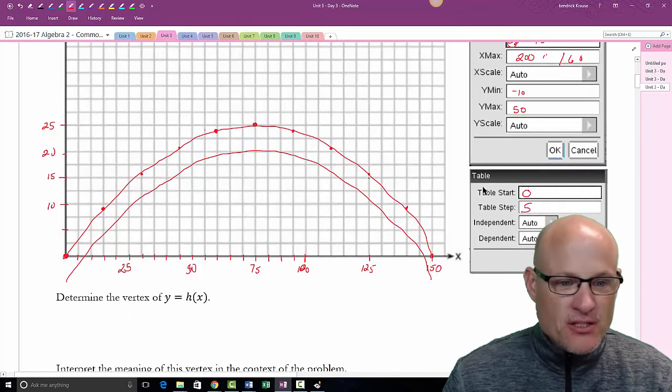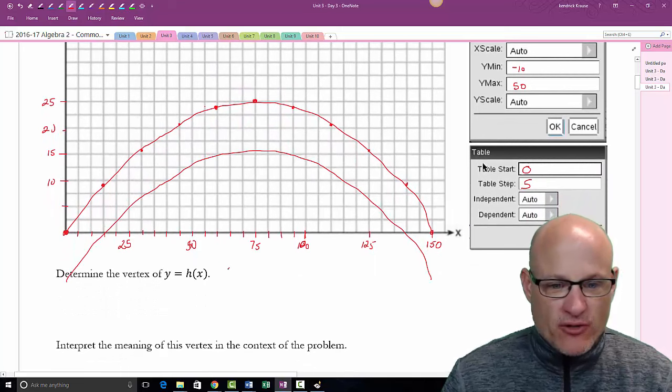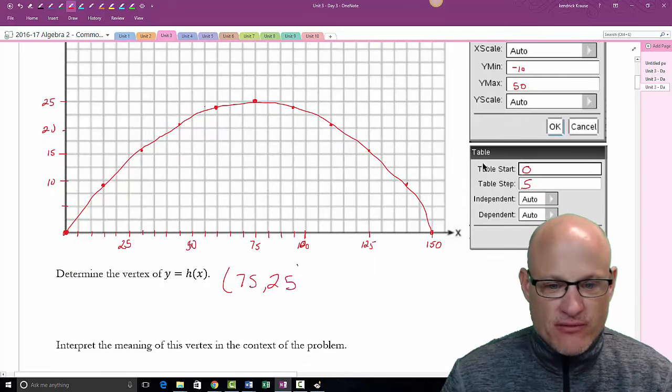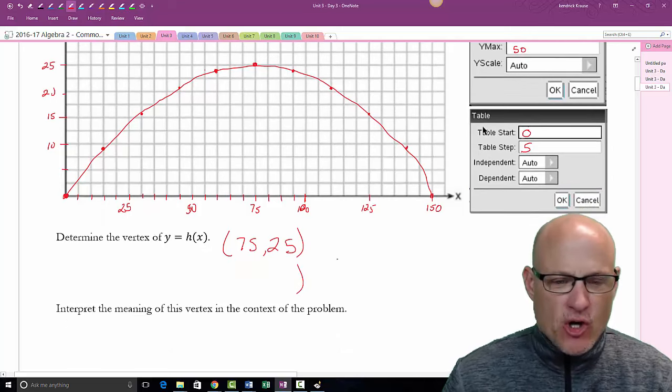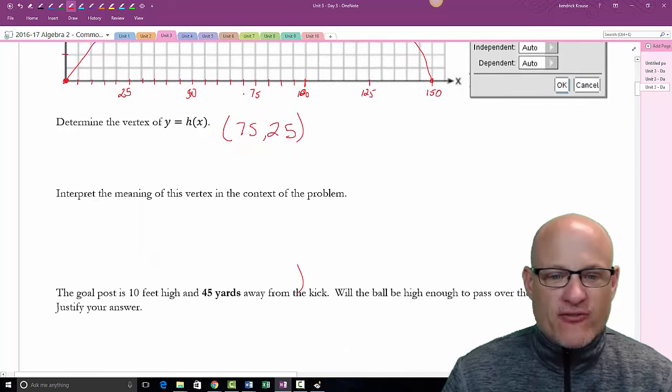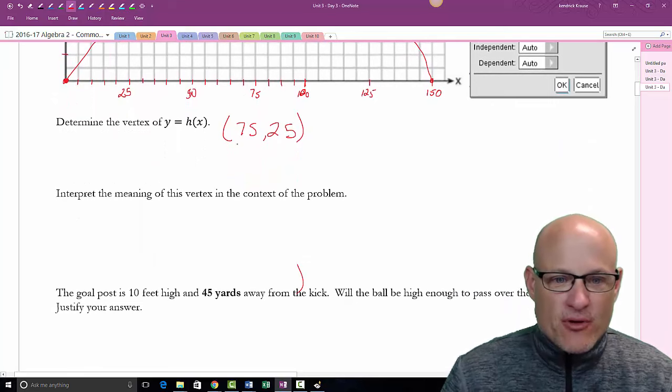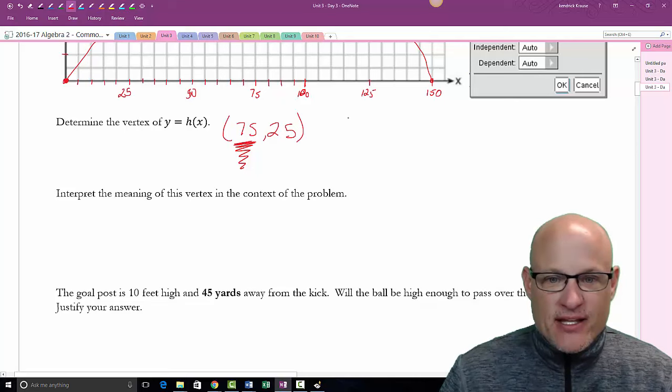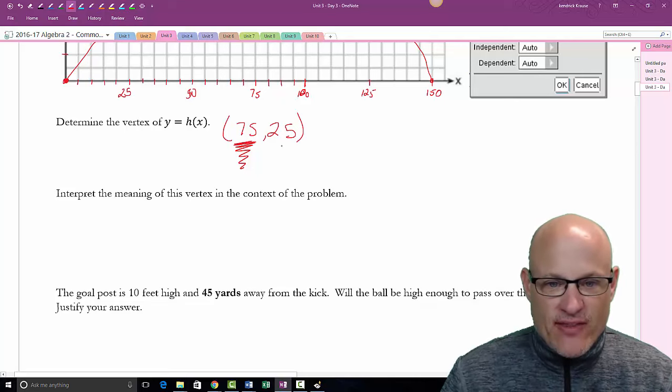So determine the vertex. Well, we know the vertex. It was 75, 25. Interpret the meaning of this vertex. So remember, the x value is along the bottom. That's our horizontal distance. And this is the field distance. And this is my height.